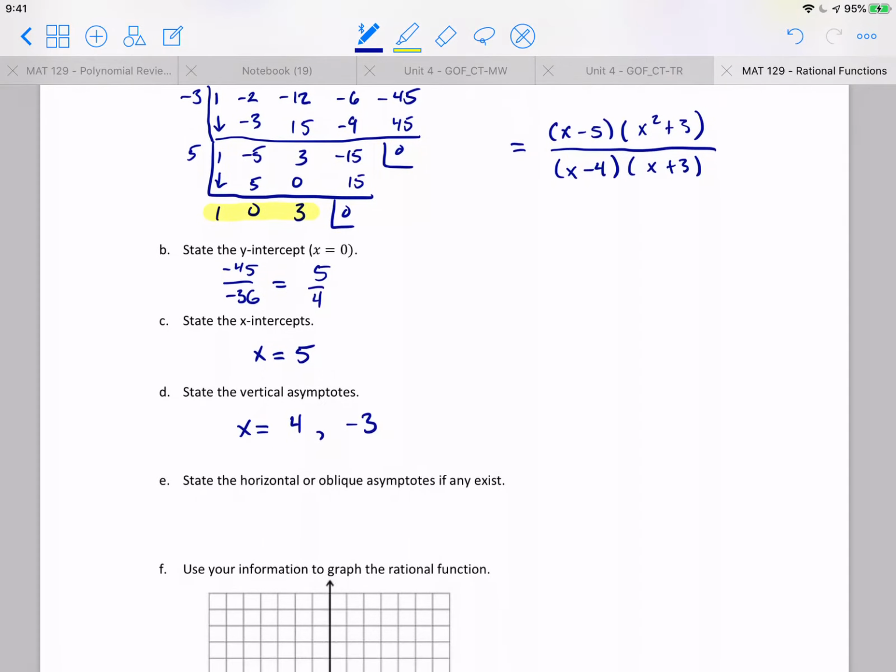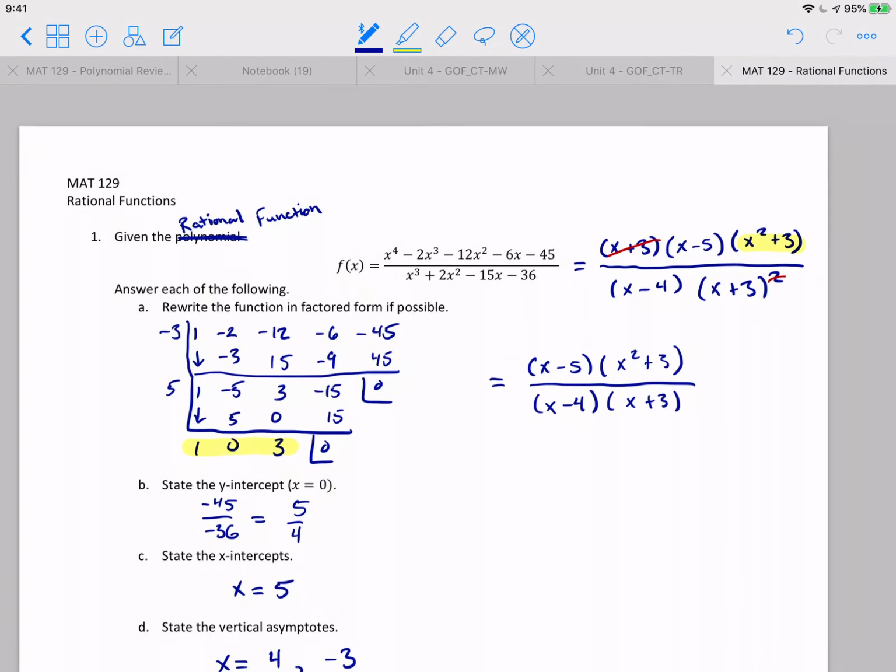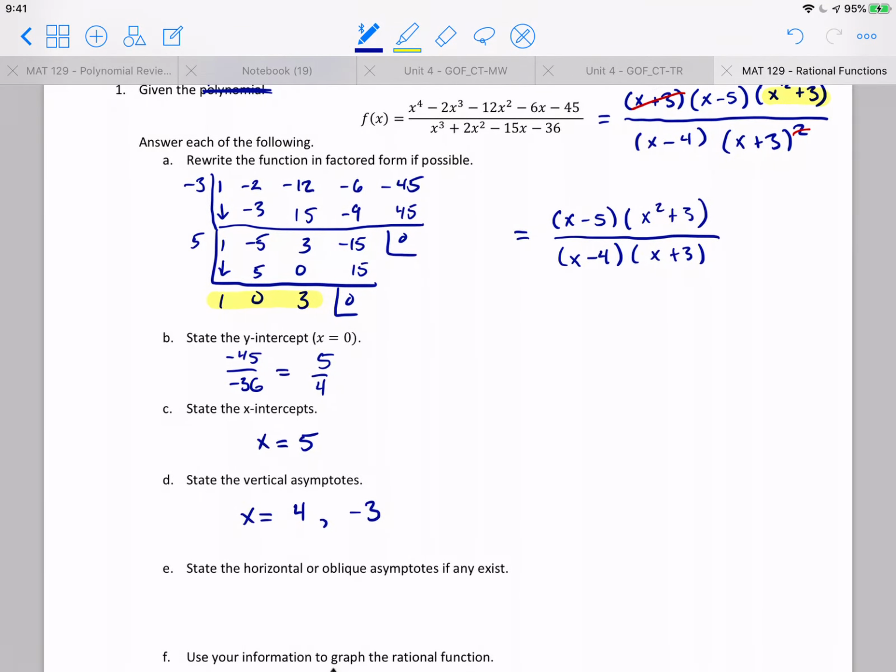All right, horizontal or oblique asymptotes. Now this is an improper rational function, so the degree on the top is larger than the degree on the bottom. You could do long division and get the asymptote. It's going to be a slant asymptote. The easier way to do that is you take whatever the largest power is in the bottom and divide everything on top by that.